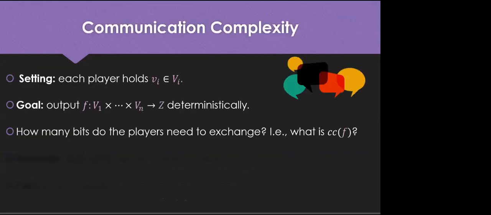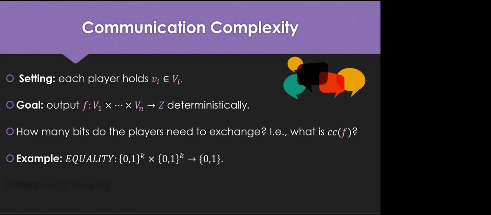Okay, so we begin by introducing the model of communication complexity. When we use this model, we assume that each player holds a subset of the input, and we wish to compute some function on the shared input of all the players. And the question we care about in this model is how many bits do the players need to exchange in order to compute such a function.